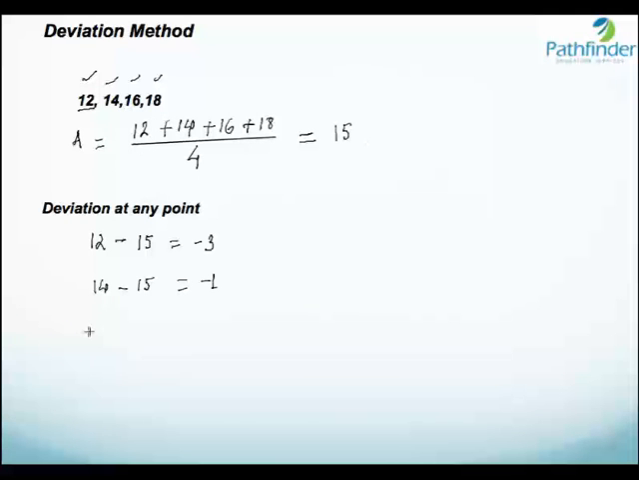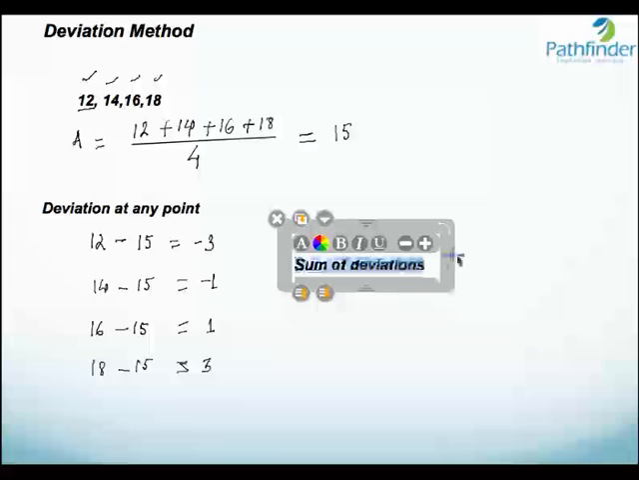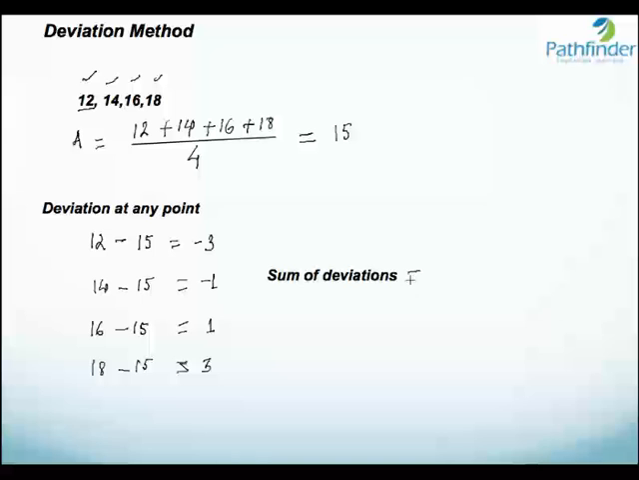Then we calculate deviation at point 16. Deviation at 16 is plus 1 and the deviation at 18 is equal to 3. Now what happens when you add up all these deviations? So sum of deviations is equal to minus 3 plus minus 1 plus 1 plus 3 and whole of this is equal to 0. So that leads us to an important point, that the sum of deviations about the average is always 0.